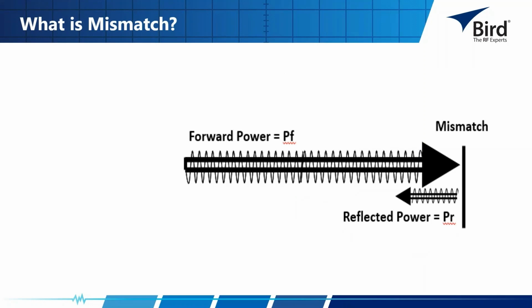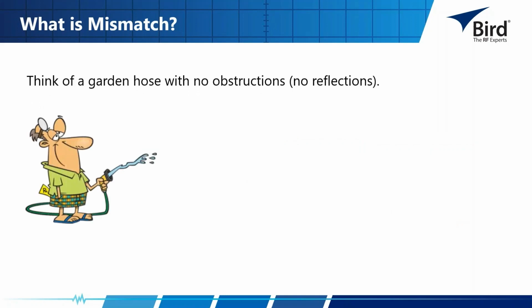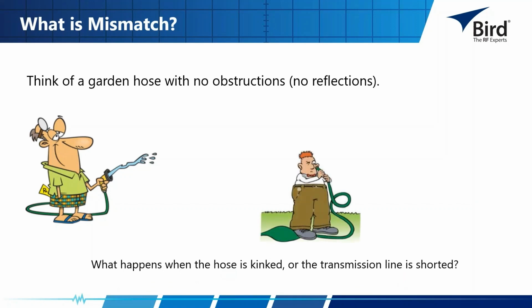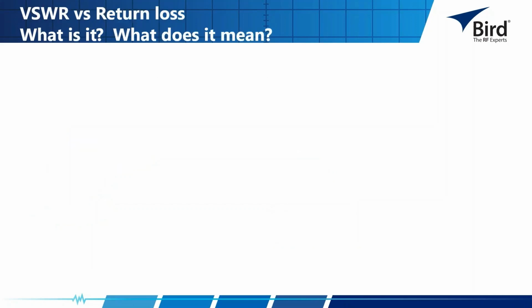So here we have an example of our transmission line, and we have keyed up our radio and we have our forward power traveling down the line. And it hits some sort of a mismatch. It could be a dent, too sharp of a bend radius, or anything. And when it hits that mismatch, we get some reflected power. You can think of a garden hose that has no obstructions and the water flowing flawlessly, no reflections. But what happens when the hose is kinked or the transmission line is shorted? We have a restriction of flow and all our power doesn't get out.